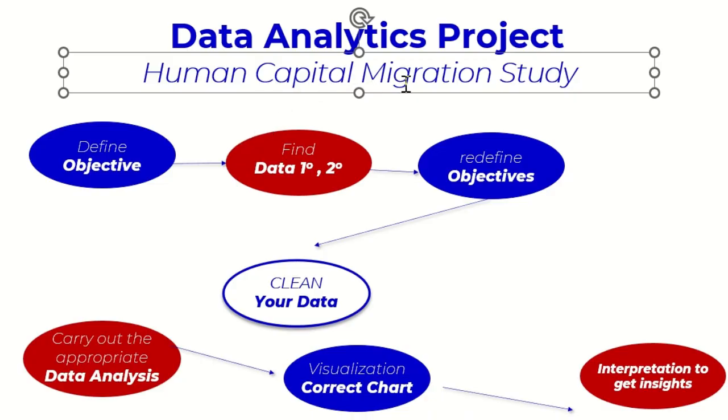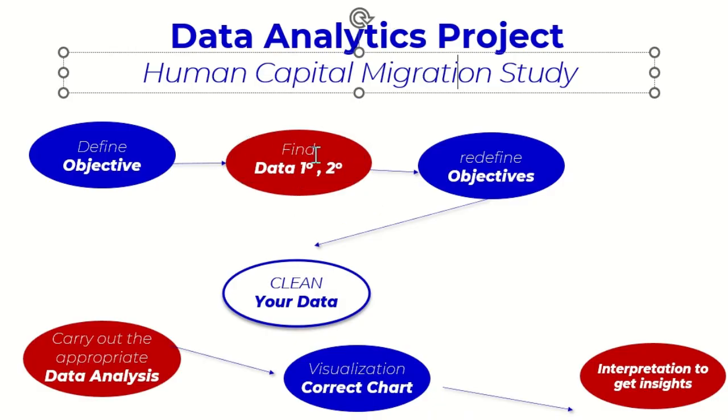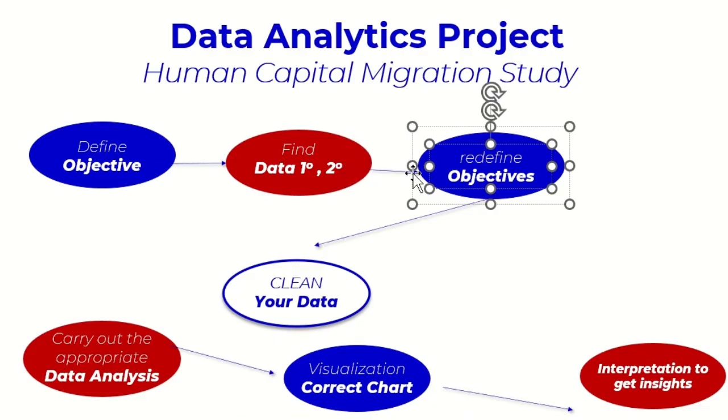For this type of analysis, we'll go with secondary data, because of the nature of the work. You might not be able to get primary data for this, so we have to go with secondary data. Now, when we get our data, we have to redefine our objective to ensure that the objective aligns with the secondary data that we have found.